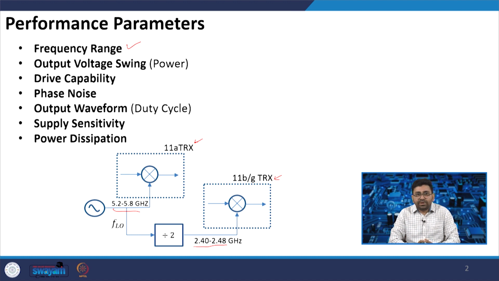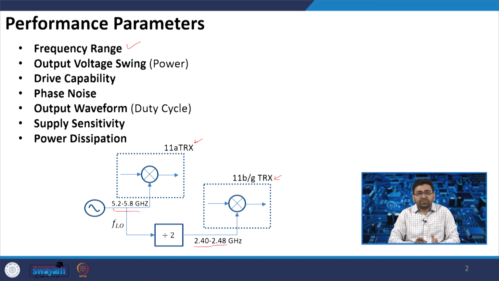Another is the output voltage swing or the power. The oscillator is going to drive the mixer or the divider. Mostly the divider is digital circuits, and the mixer also requires a digital input or very high output voltage swing, so that both the transistors we have already seen in the LO will not be on, and the feedthrough will be removed. So, it requires a very good voltage swing and power at the output of the oscillator. Then third is the drive capability.